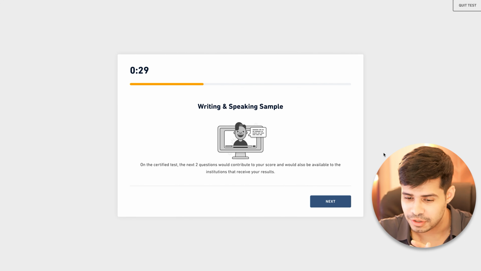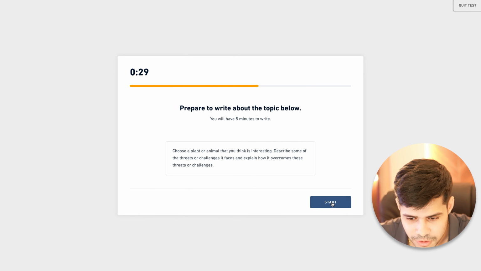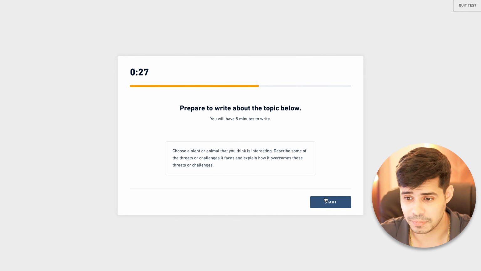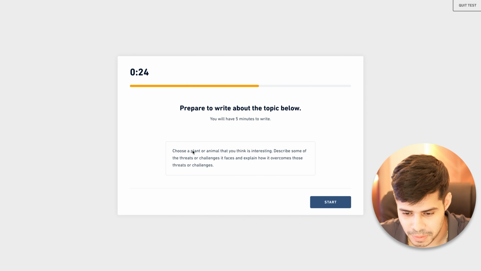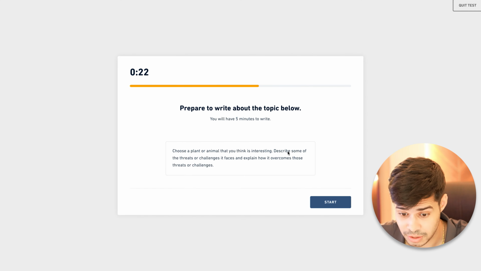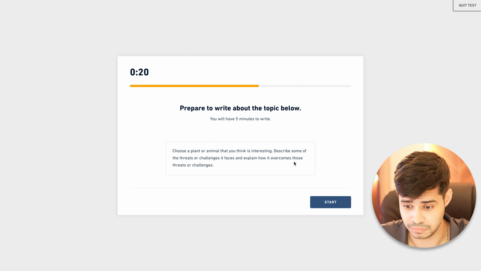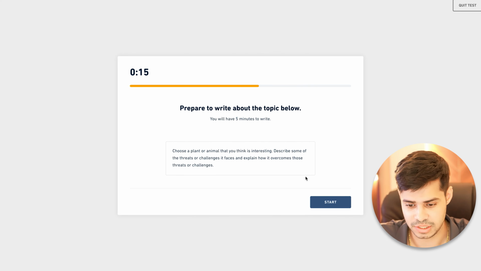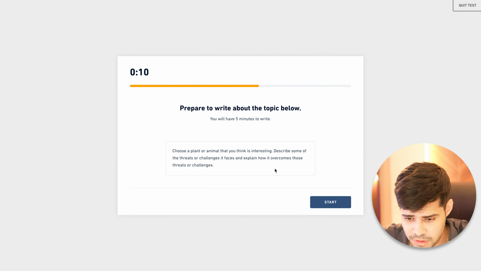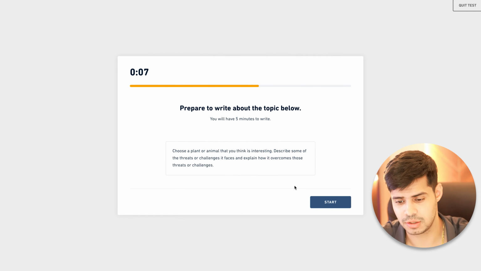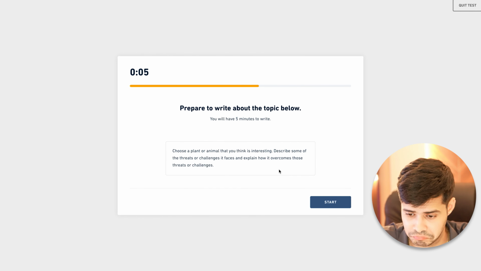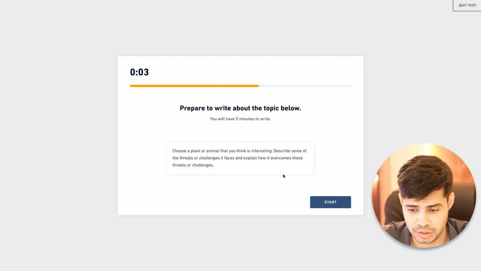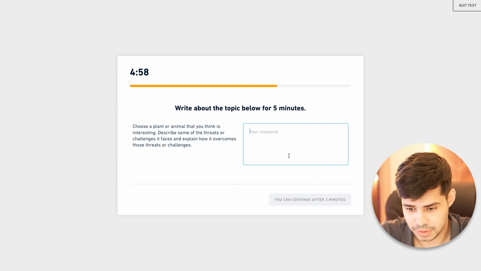I believe this should take us to the last part of the test, where we prepare to write about the topic below. All right, we're going to write, no problem. Choose a plant or animal that you think is interesting. Describe some of the threats and challenges it faces, and how it overcomes these threats or challenges. Okay, let's see. Let's choose an animal. It's always easier, I think. Okay, we could have tigers, lions, right? Okay. All right, let's start.